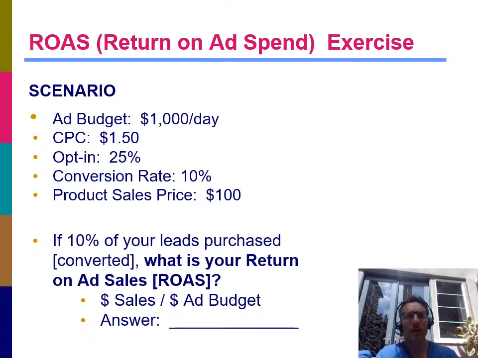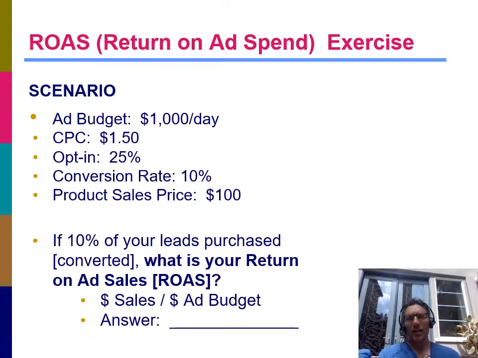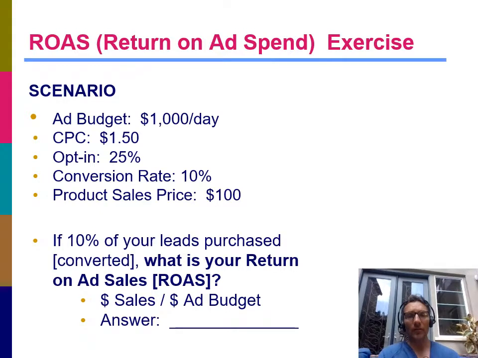Okay, and now we get to our final metric, which is determining our return on ad spend. And you can see the second to last bullet point on this slide. The formula for return on ad spend is simply your total sales divided by your total ad budget. In this case, we're looking at it daily. So we know that we spent $1,000 a day. That's our ad budget. And we know that our sales, in this case, we had 17 sales, we're rounding up from 16.7, 17 sales, excuse me, at $100 per sale, that we generated a total of $1,700 in sales.